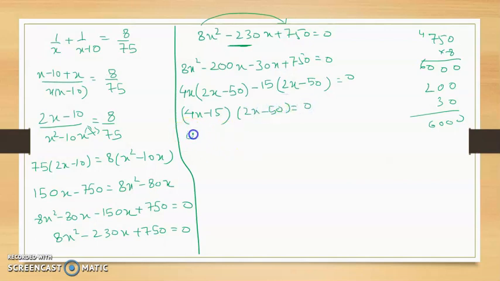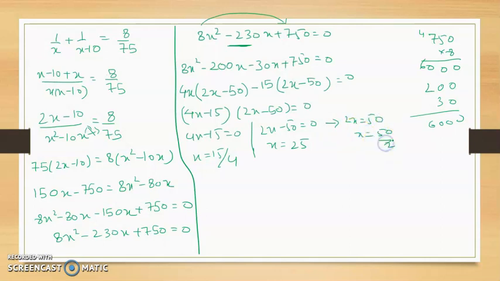So this means 4x minus 15 is equal to 0 and 2x minus 50 is equal to 0. So x is equal to 15 by 4, and from here x is equal to 25, right. Don't ask me how, students, by this time you should know. So 2x is equal to 50, this is very elementary, students, you should know how to solve this now. Okay, so many questions we have solved, so that is why this is 25.